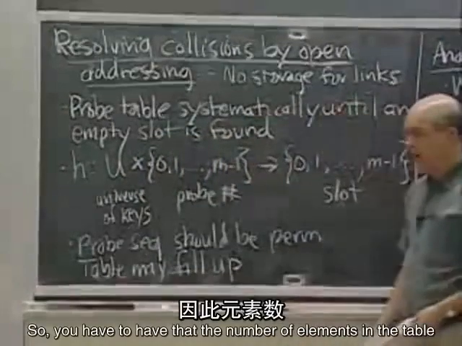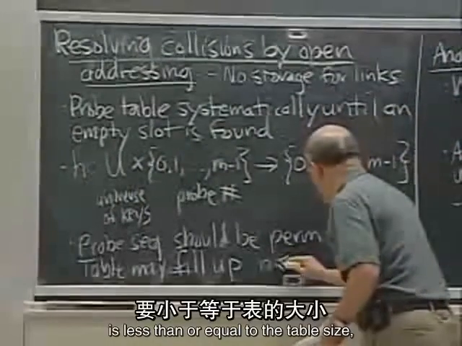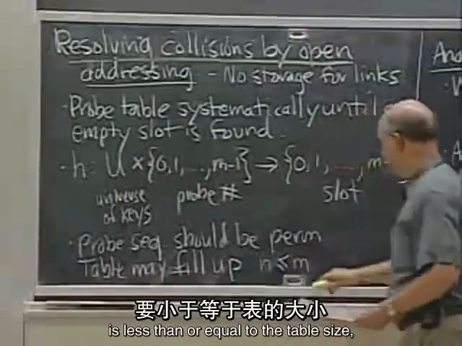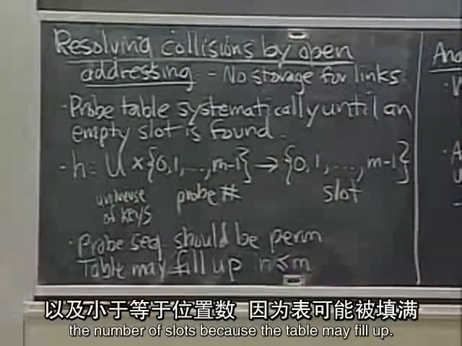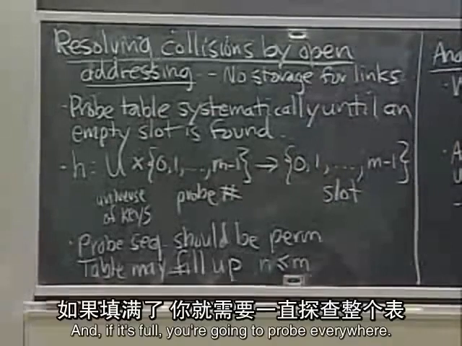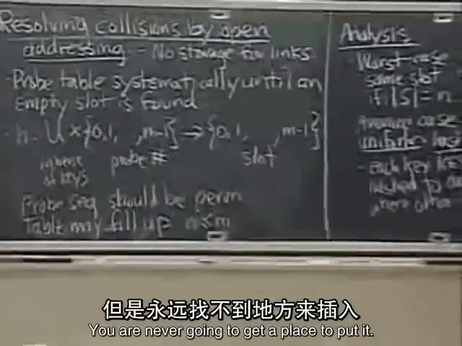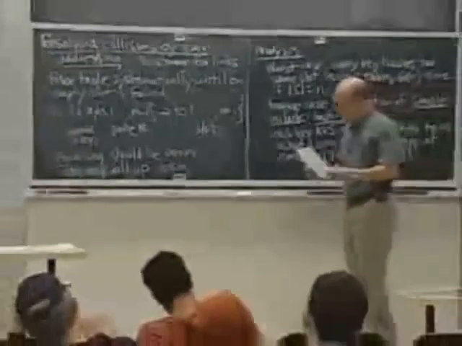So you have to have that the number of elements in the table is less than or equal to the table size, the number of slots, because the table may fill up. And if it's full, you're going to probe everywhere, you're never going to get a place to put it. So you have to worry about that.